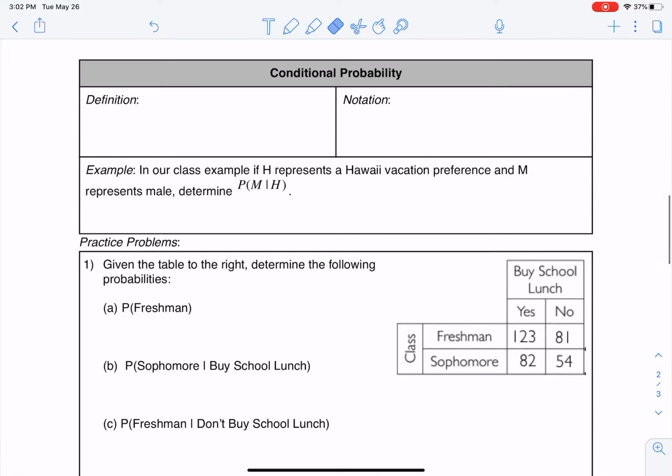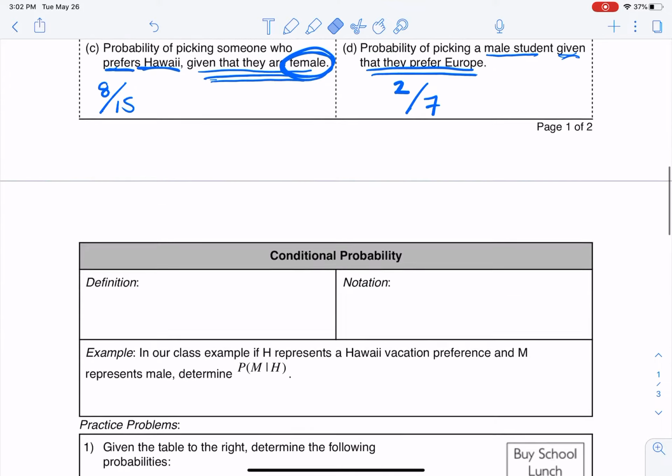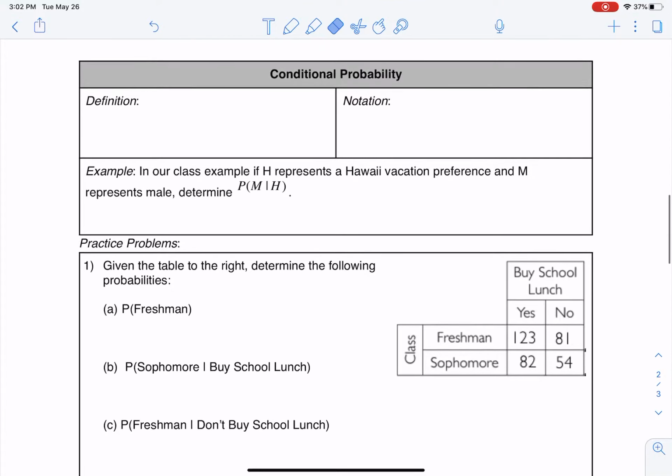Okay, so this is the third video in this lesson. In the previous video, we looked at two-way frequency tables. And what this brings up for us is this idea of conditional probability. Conditional probability is the measure of the probability of an event given that another event has occurred. So I'm going to write that definition down here.